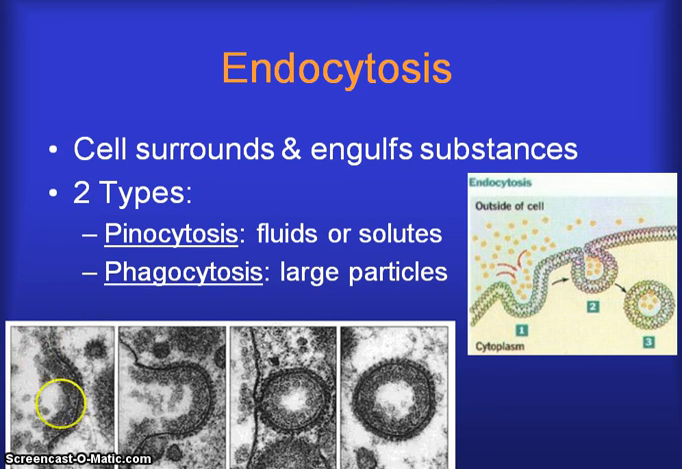You can see in the diagram here, the cell membrane actually forms a little well where the particles can come in, and then the membrane will start to pinch off until it is completely sealed from the outside and forms a vesicle that will bring those materials into the cell.